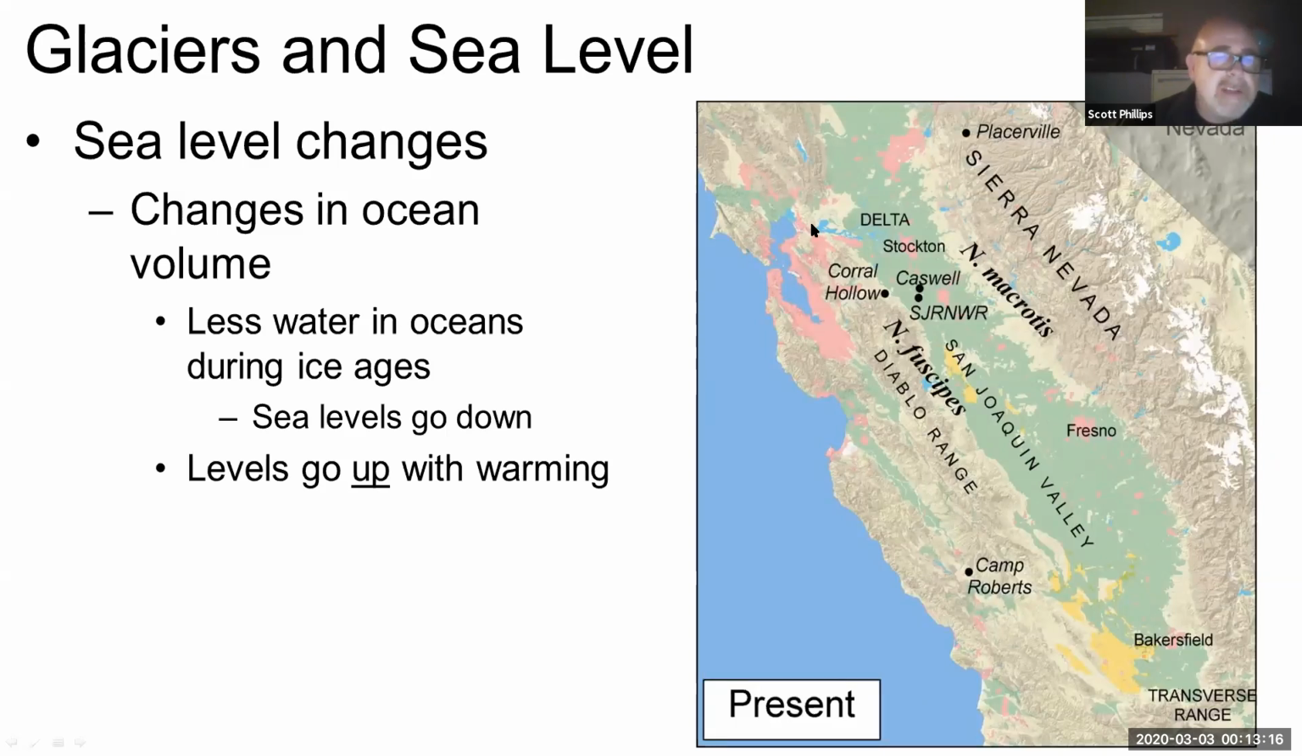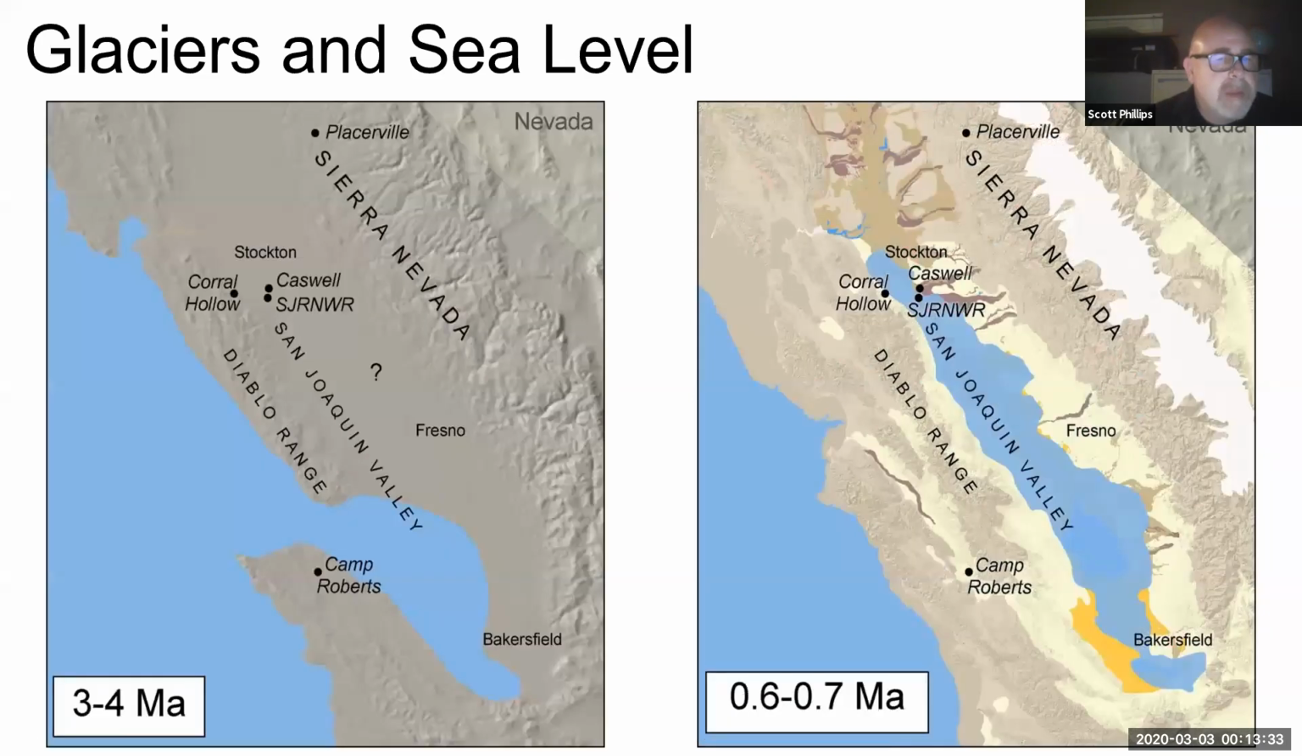However, today sea levels are much different because as the climate has warmed up since the ice ages, sea levels have risen up into and created the San Francisco Bay and also the delta here just past there. So just some views of sea level change over time.